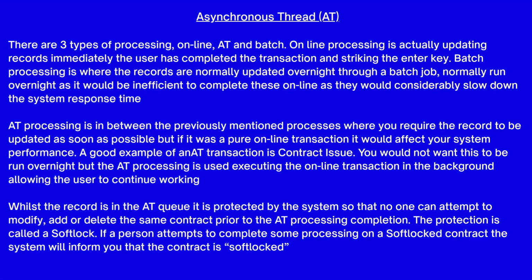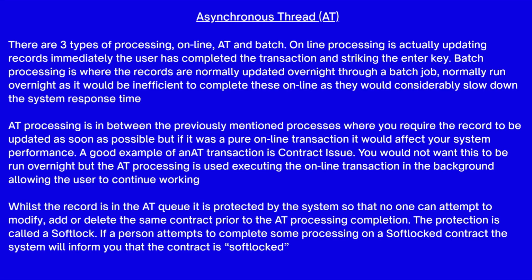Asynchronous thread, AT. There are 3 types of processing: online, AT and batch. Online processing is actually updating records immediately the user has completed the transaction and struck the Enter key. Batch processing is where the records are normally updated overnight through a batch job, as it would be inefficient to complete these online as they would considerably slow down the system response time. AT processing is in between the previously mentioned processes where you require the record to be updated as soon as possible, but if it was a pure online transaction it would affect your system performance.